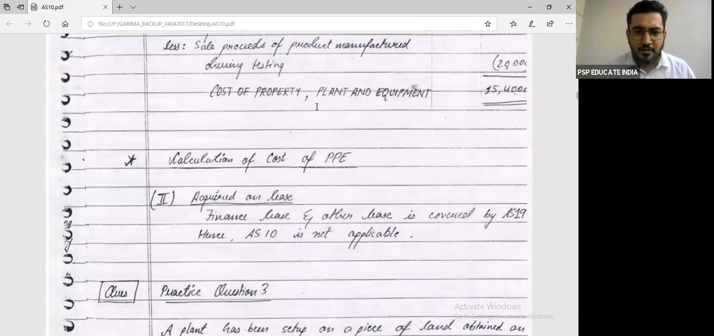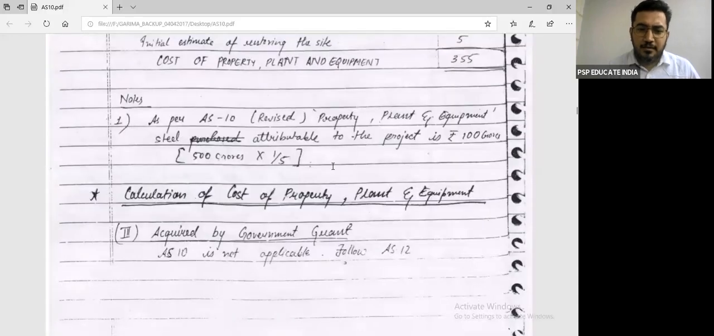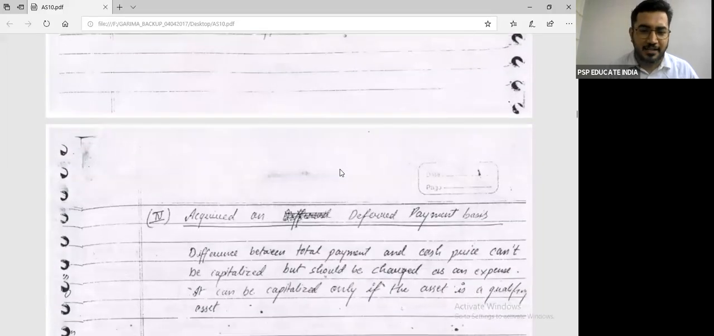So we acquired a property, plant and equipment on lease. Finance lease and other leases are already covered by AS-19. So AS-10 cannot interfere in that case, and hence AS-10 will not be applicable. Then we did the third point, which says acquired by government grant. Again, it is completely covered by Accounting Standard 12. So AS-10 will not interfere in that case.